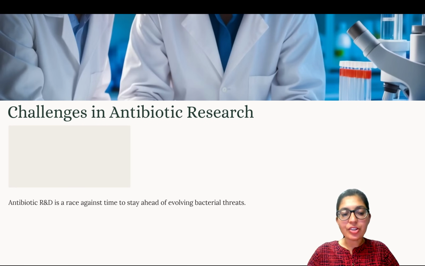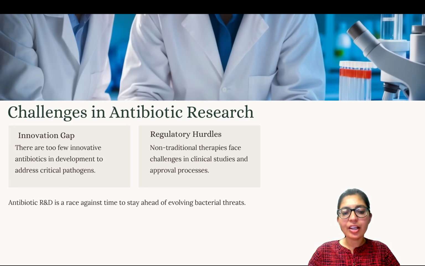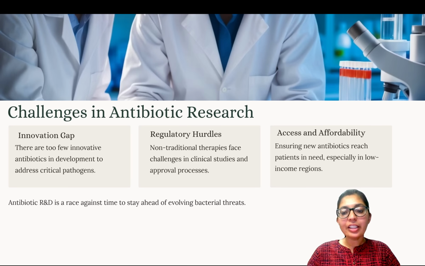Challenges in antibiotic research. Innovation gap. There are too few innovative antibiotics in development to address critical pathogens. Regulatory hurdles. Non-traditional therapies face challenges in clinical studies and approval processes. Access and affordability. Ensuring new antibiotics reach patients in need, especially in low-income regions. So, antibiotic resistance and development is a race against time to stay ahead of evolving bacterial threats. These were the challenges including innovation gap, regulatory hurdles, access and affordability.